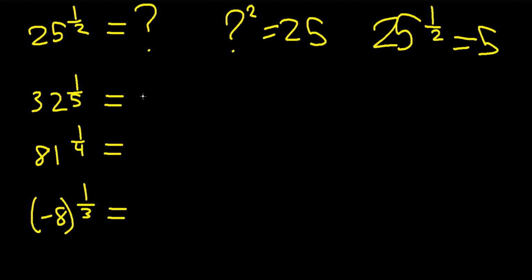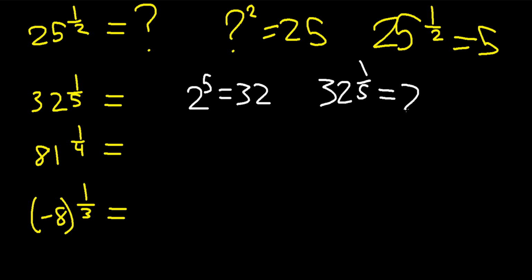Now for the second one, it's the same idea. We're asking what number did we raise to the 5th power to get 32? This one might not seem as straightforward as the others, but if you can recall, 2 to the power of 5 is 32. And so we get 32 to the power of 1 over 5 equals 2. Same idea for the third one, just so we get the hang of things. We're asking what did we raise to the 4th power to get 81? That's going to be 3, since 3 to the power of 4 equals 81. So to write it as an answer, it's 81 to the power of 1 over 4 equals 3.